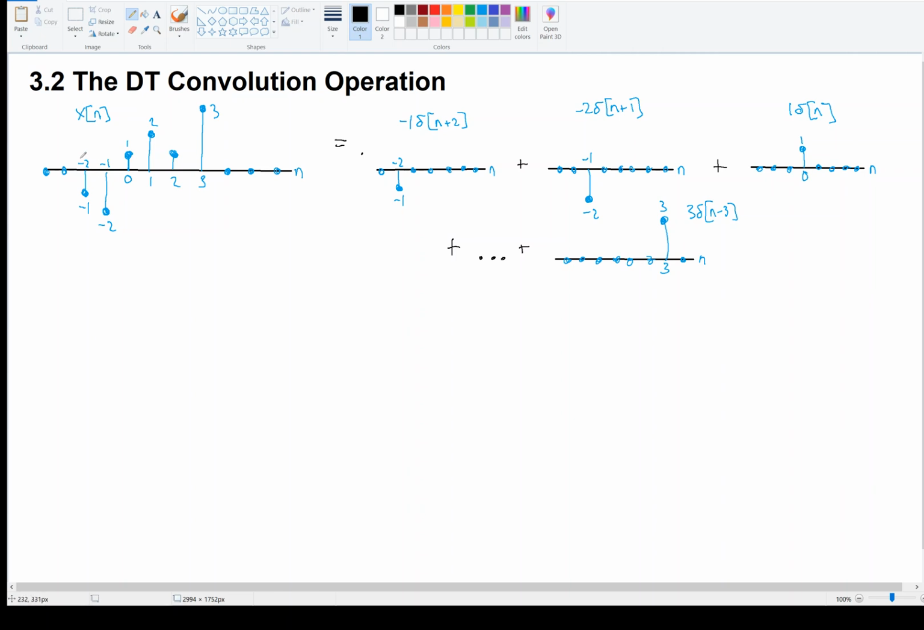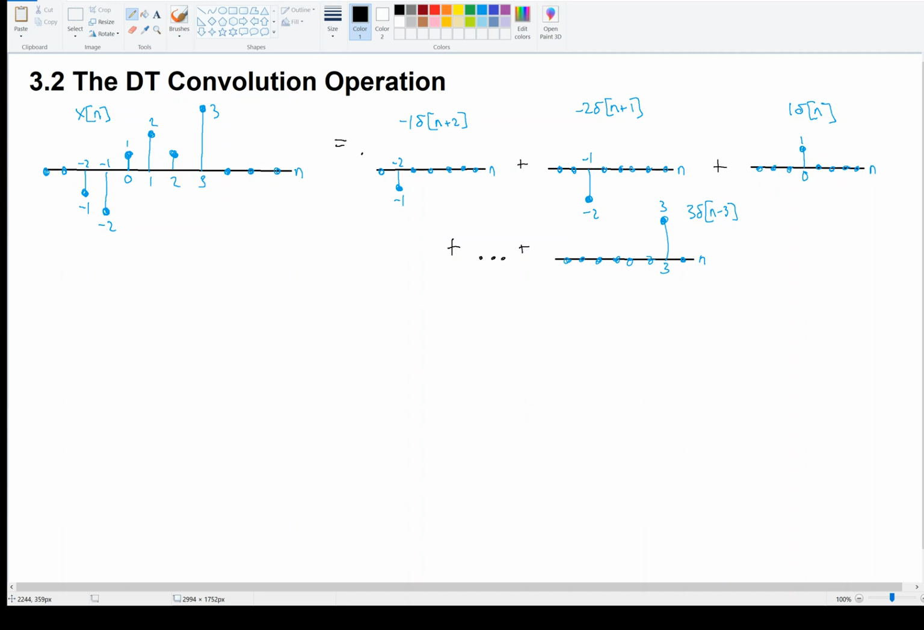So for example, at -2, I've got a -1 down here. That contribution is due to this impulse. This impulse is -1 times delta of n plus 2, advanced by 2 units and scaled by -1. This sample here at -1 is -2, so if I add to it an impulse that is advanced by 1 unit, scaled by -2, then I'll have the first 2 samples. And if I keep going all the way up to the n equals 3 term, which is a 3, I'll have a delayed impulse by 3 units, scaled by 3. I add all those together, and I've got the original signal.